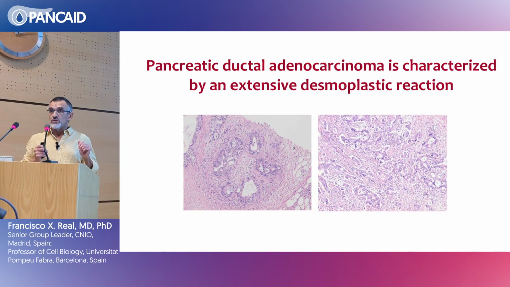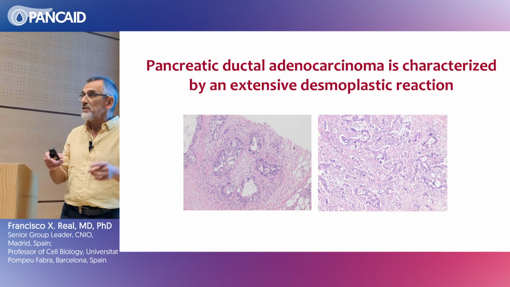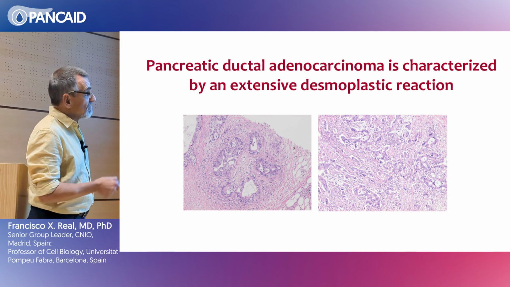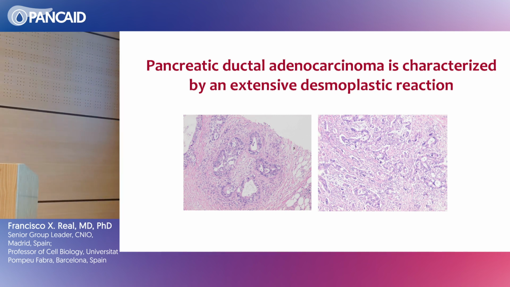That's the normal tissue. This is pancreatic cancer. And pancreatic ductal adenocarcinoma, and Dan is here and knows more about this than I do, has a very rich stroma. I cannot show you, but you can see here, these are the tumor cells.